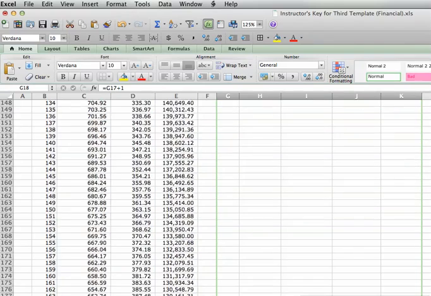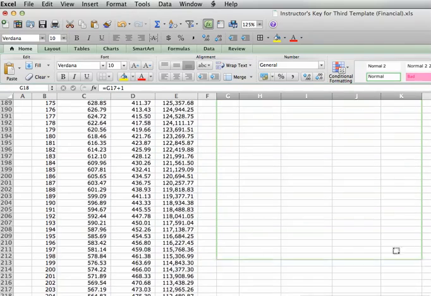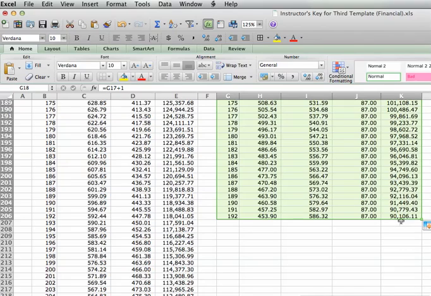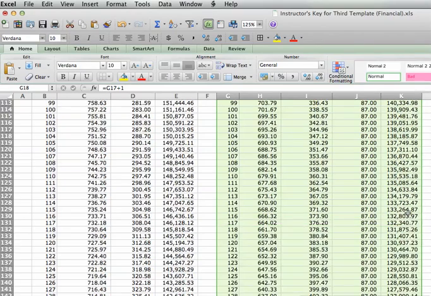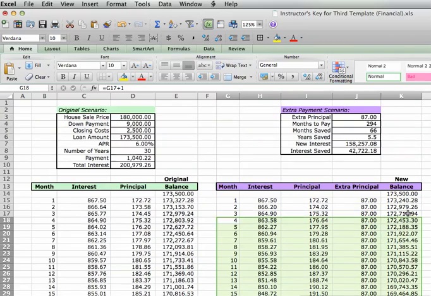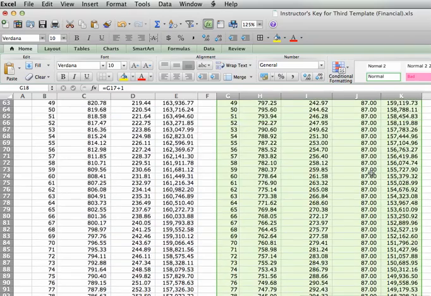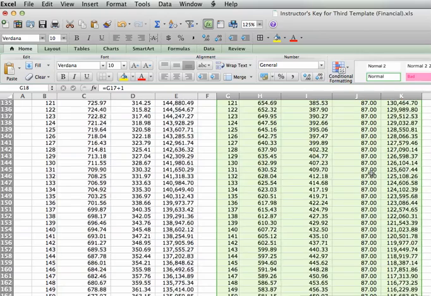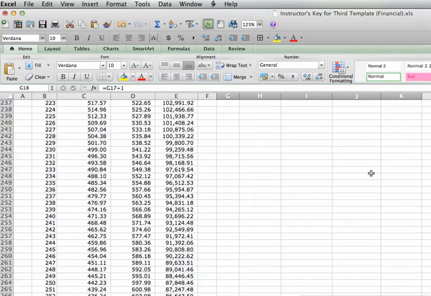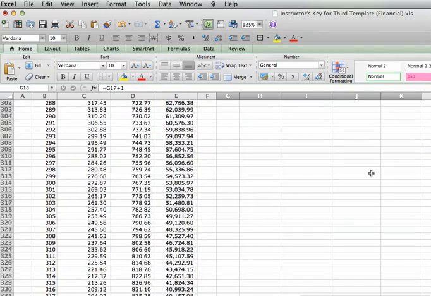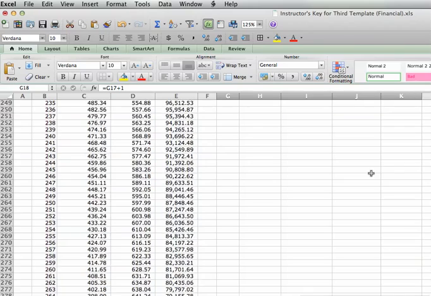And if you go too far, we'll simply delete. Don't panic if that happens to you. You can just always delete things. There's 192 months. Now you might remember that we made a projection up here at the top that we would be debt-free in about 294 months. So I know that if I keep working this through, I'll get to that point, 294 months.